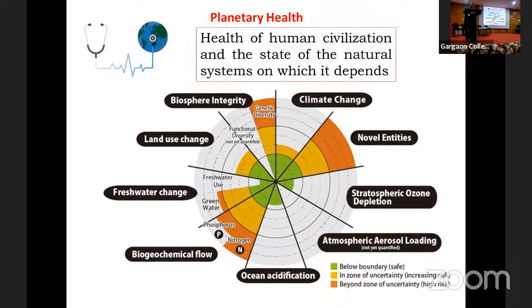So these nine boundaries are very important. So whatever plan or policy we create at government level, at higher level, and even household level, should consider those factors.